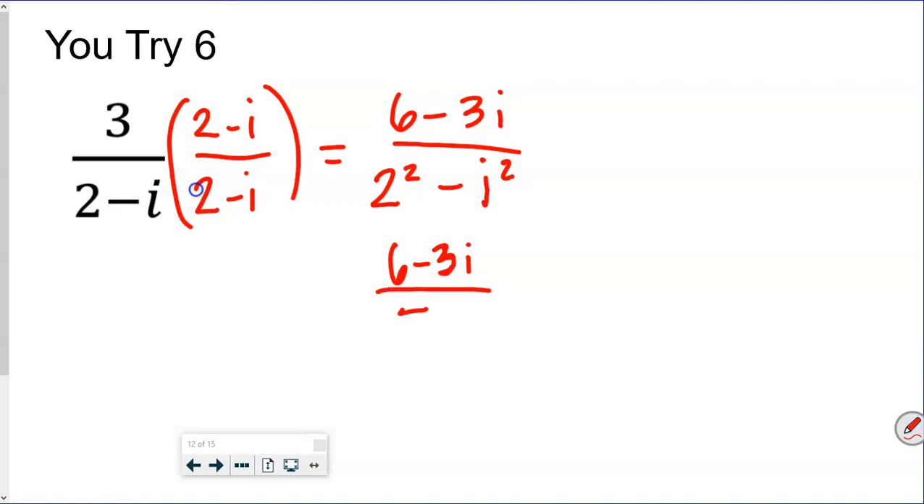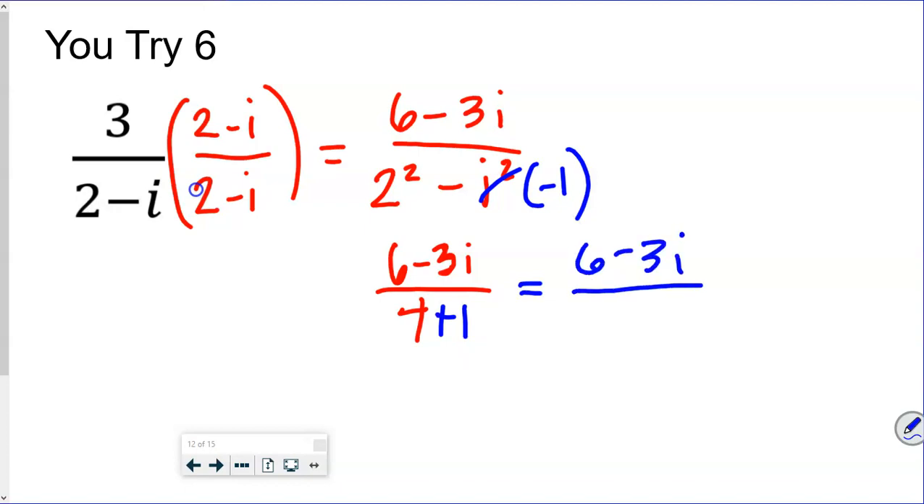And then this is 4. And remember, this is what? A negative 1. Minus and minus 1 makes it plus, right? So that's going to be 4 plus 1. So this can be 6 minus 3i over 5.